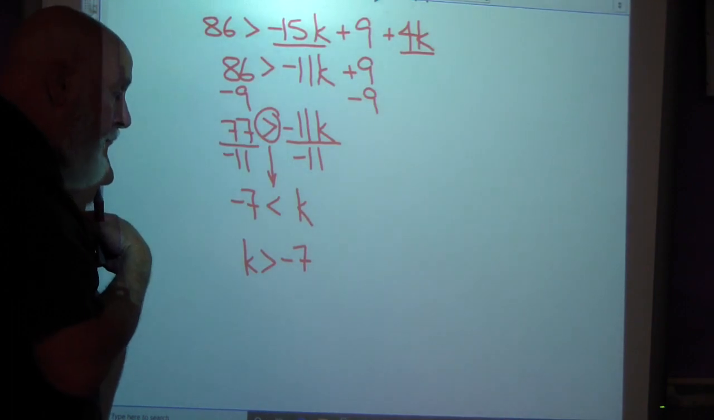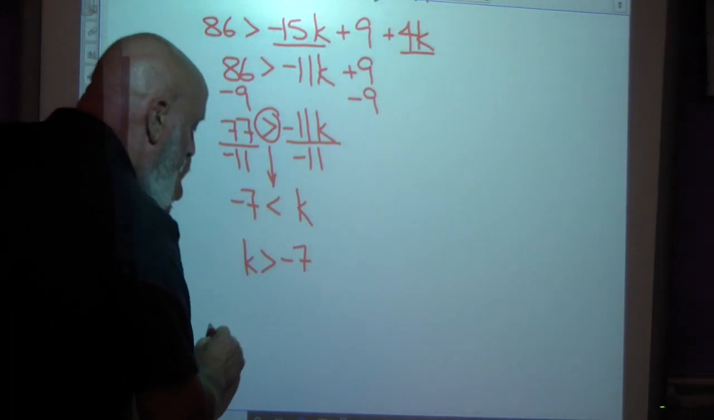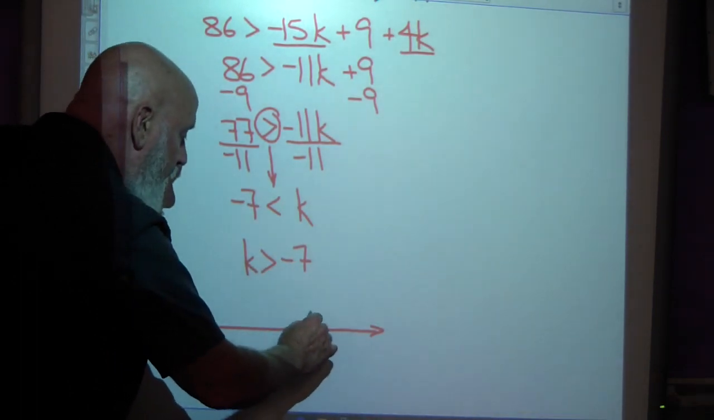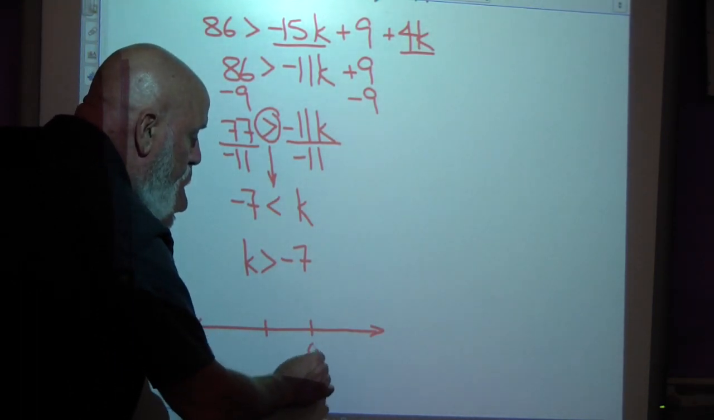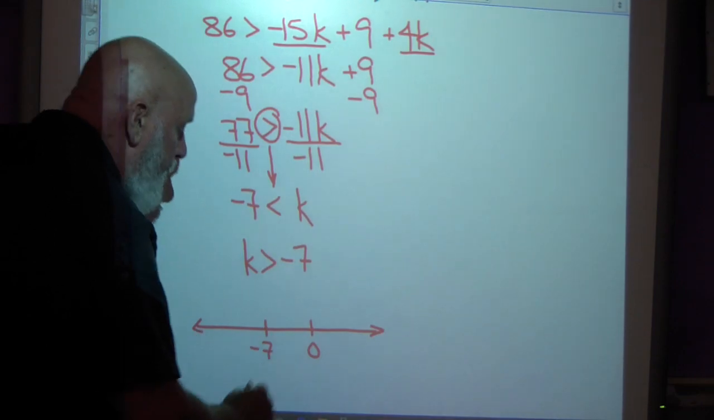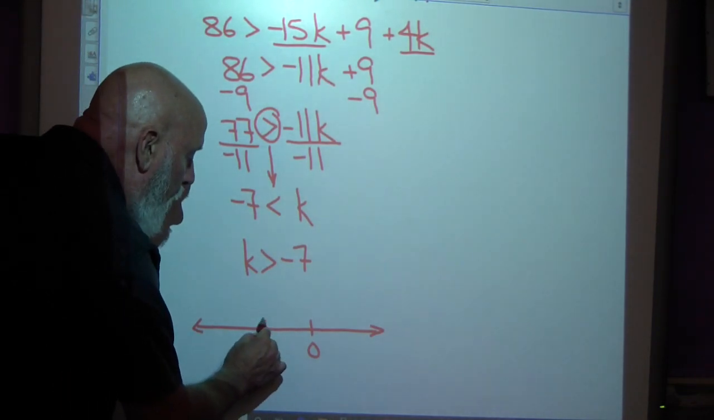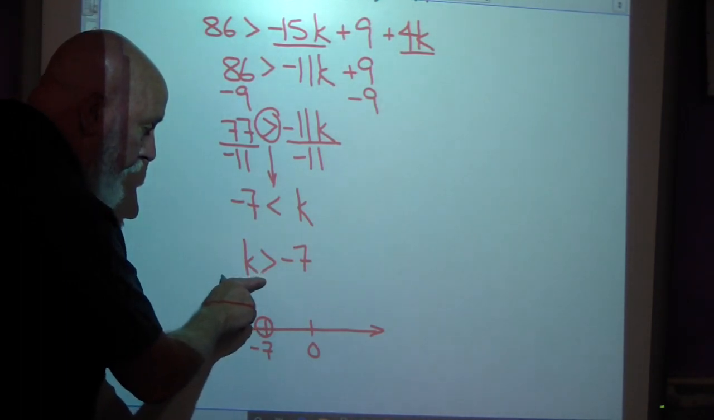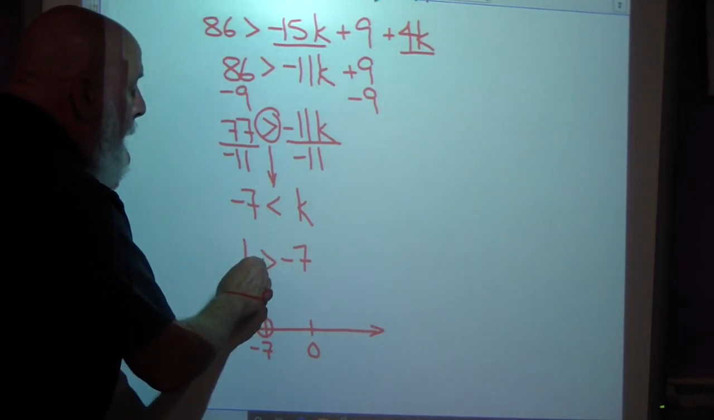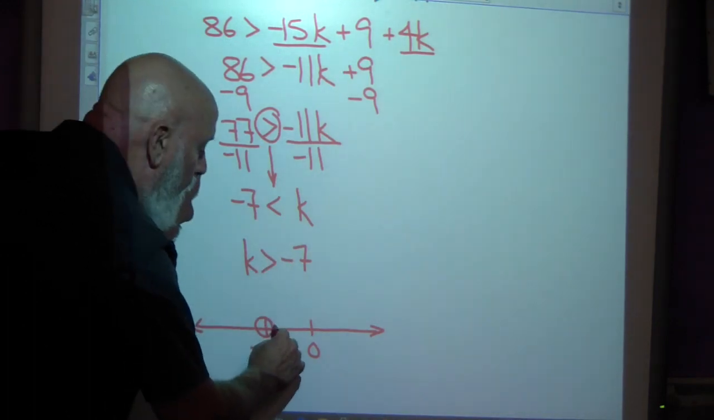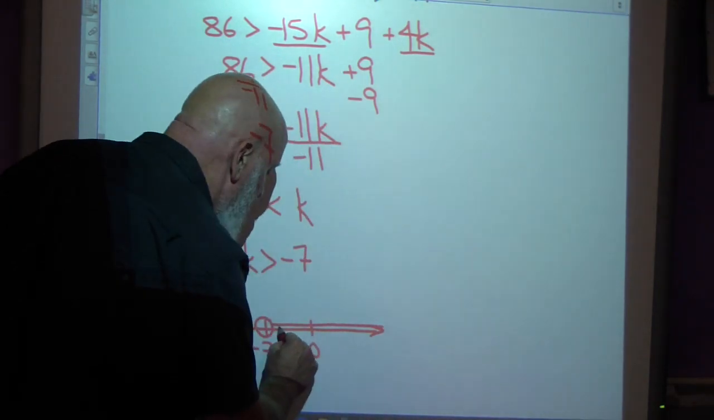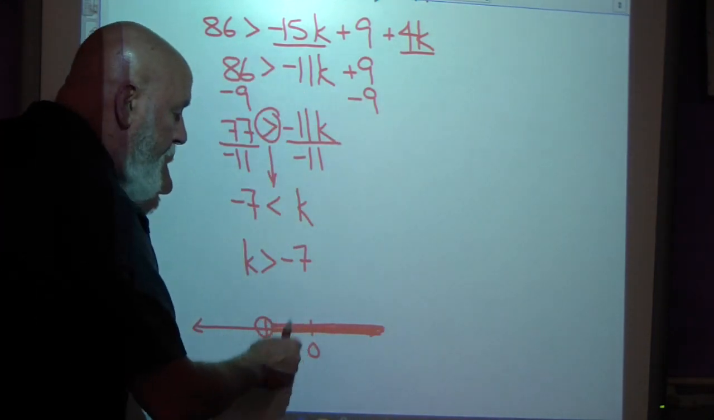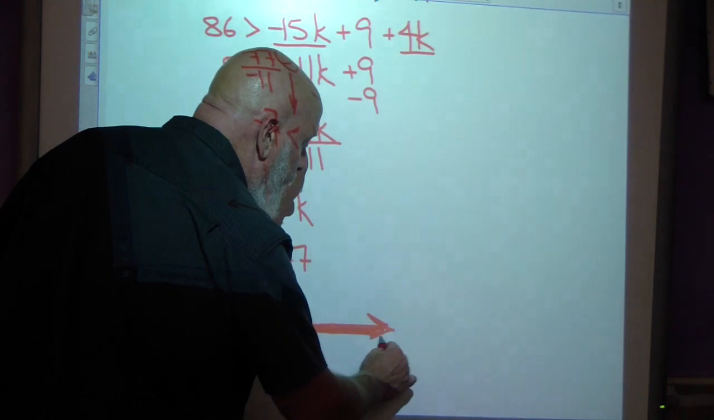However, I just personally like to put my variable on the left, and then when I go to graph it, all I have to do is locate negative 7 on the number line. Well, if this is 0, for instance, then negative 7 would be somewhere to the left. And we're going to put an open circle on it because it doesn't say or equal to. There's no line under here. And all values bigger than negative 7 will be to the right of negative 7 on the number line. So we shade the number line, not above it, not below it, but on the number line, and we shade the arrow.